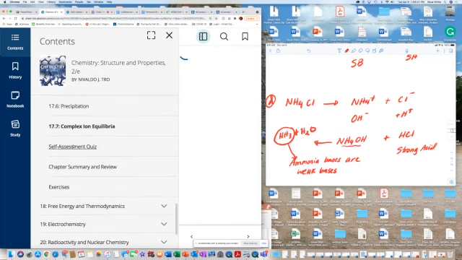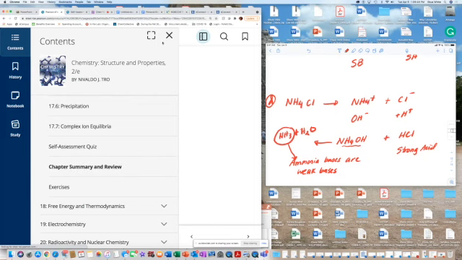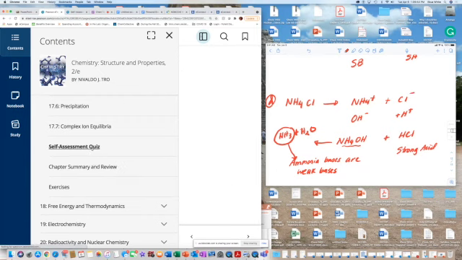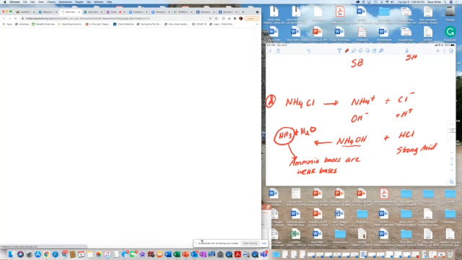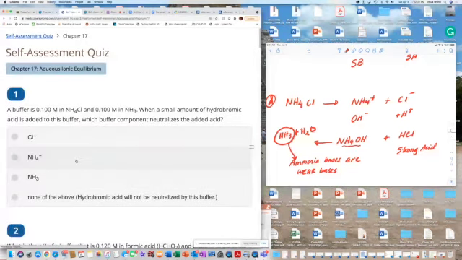Oops, I clicked on the wrong thing. This part right here. Oh no, I hope it didn't boot me out. Did it boot me out? Oh, okay. Self-assessment quiz, that's what I want. Okay, and then click here. Let's see what they have going on here. Oh, buffer.